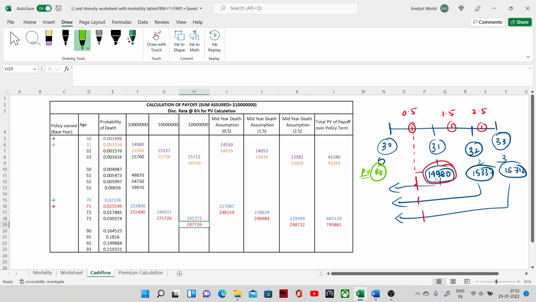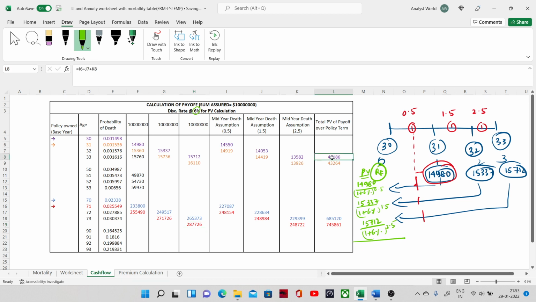All right. So we discount this 14,980 by the risk-free rate. For our purpose, we have assumed the risk-free rate to be 6% here. So this is 14,980 divided by 1 plus 6% for 0.5 year, and the second becomes 15,337 divided by 1 plus 6% to the power 1.5, and the third is 15,712 divided by 1 plus 6% to the power 2.5. So these are my cash flows. Now the rest of it is very easy. All that we do is add all of them. And exactly this is what we have done.